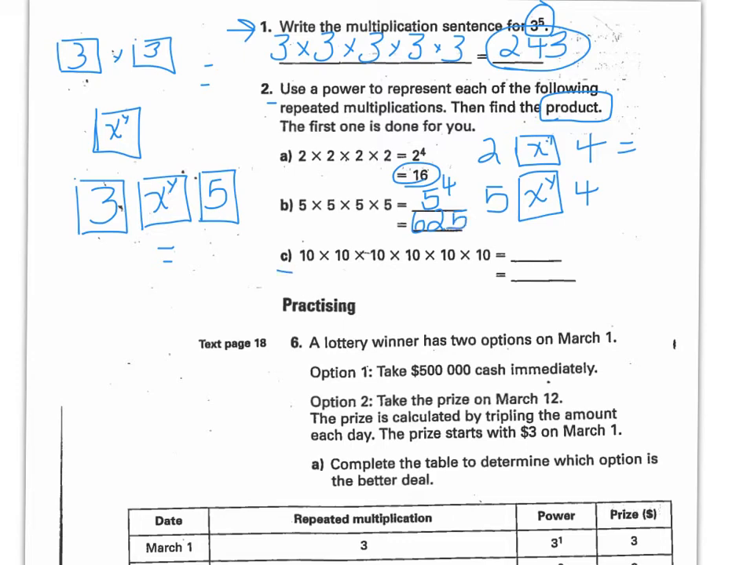C, 10 times 10 times 10 times 10 times 10 times 10. That is 10 to the power of 6. 1, 2, 3, 4, 5, 6. On your calculator, 10, power function, 6 equals 1 million.